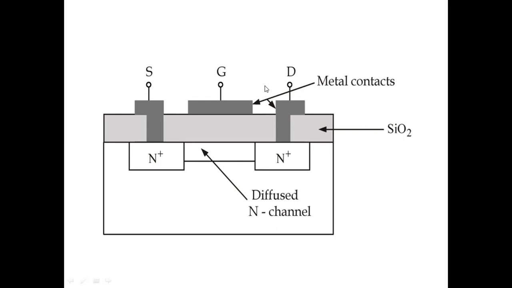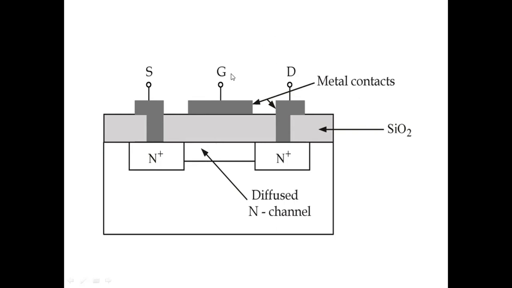Now, if we increase the negative voltage on the gate, then it decreases the current flowing through the channel. That means the electrons flowing through the channel decrease, so the drain current ID decreases.